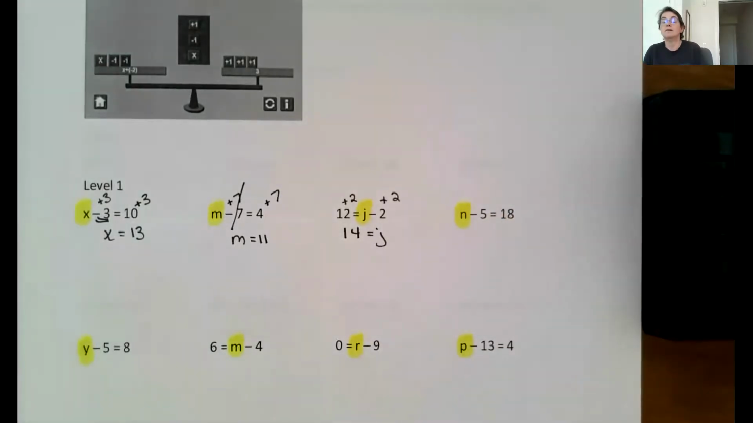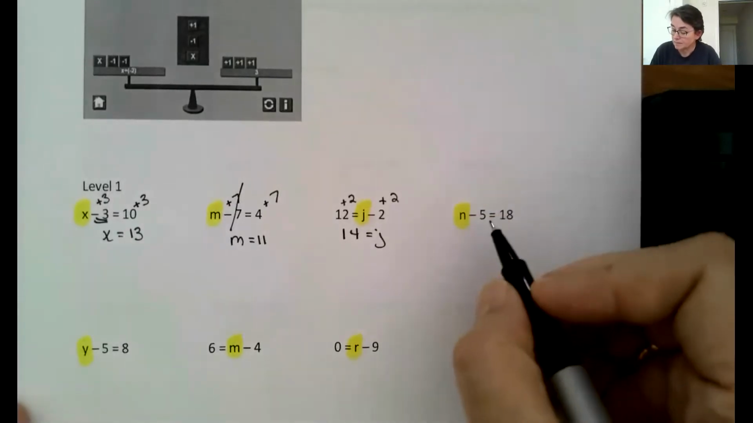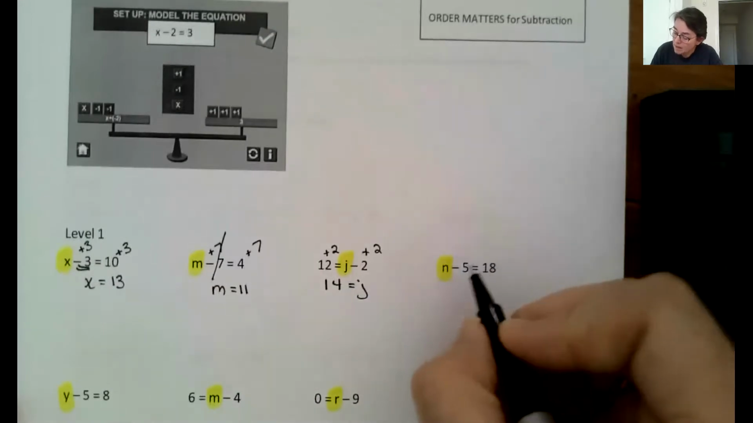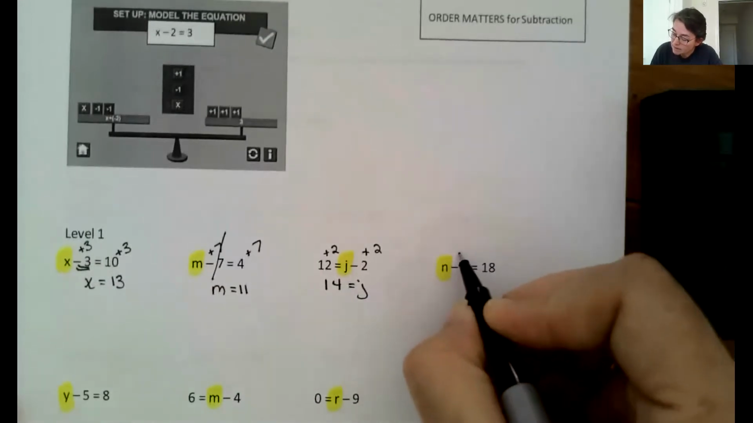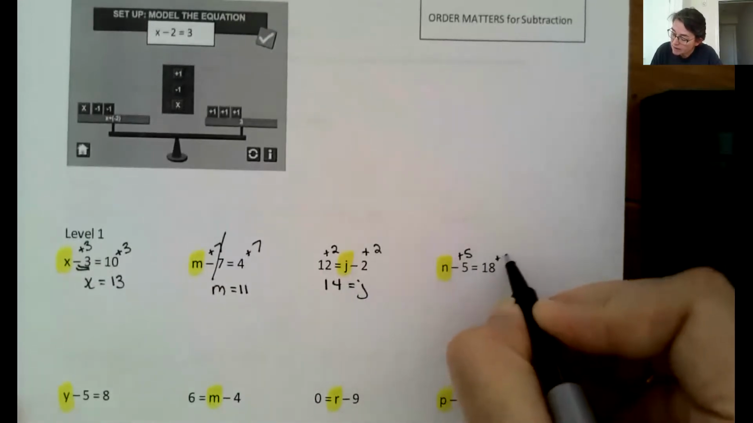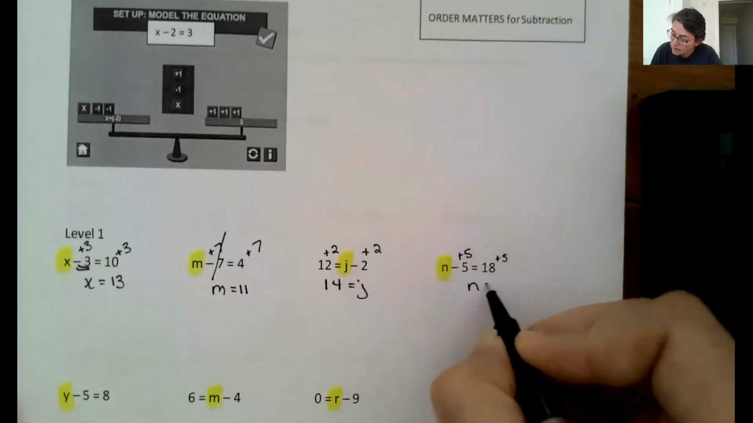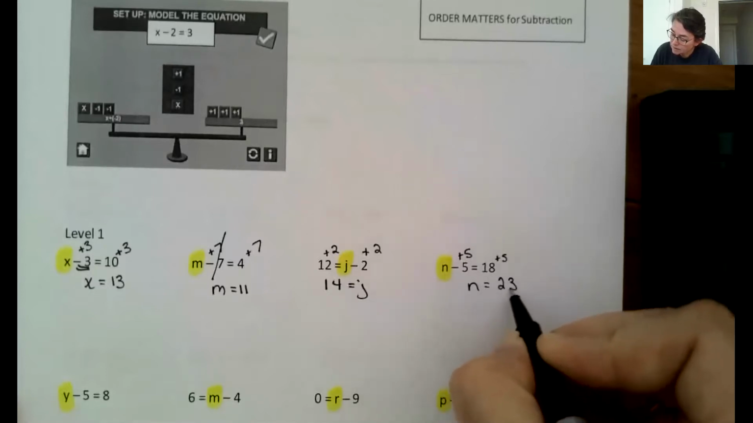I think you're all clever enough now that you can turn this off, do the rest of the equations, and then turn them back on and make sure that you got all your answers right. Now I'm going to have to trust you. Okay. So let's finish these up. n minus 5 is 18. I'm going to add 5, add 5. So n is equal to 23.